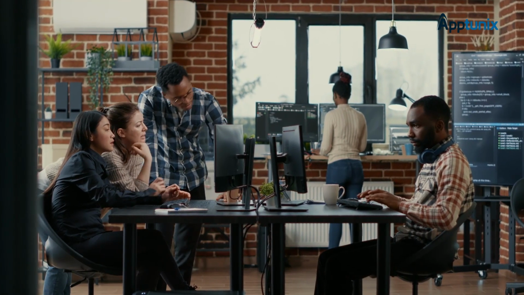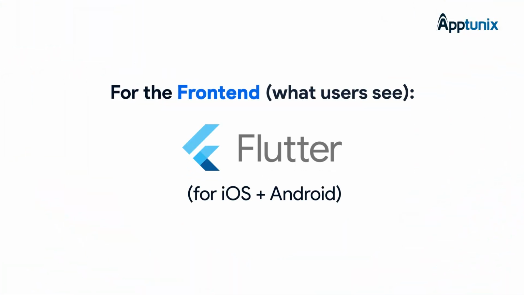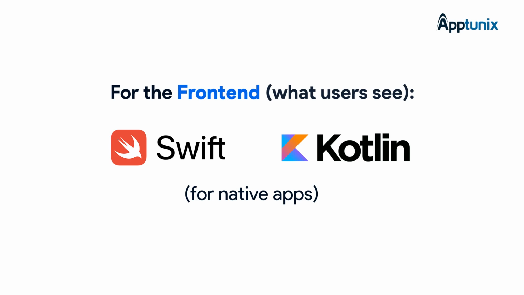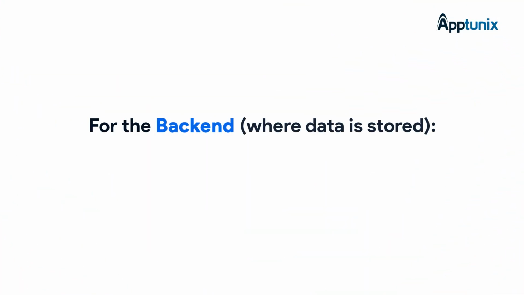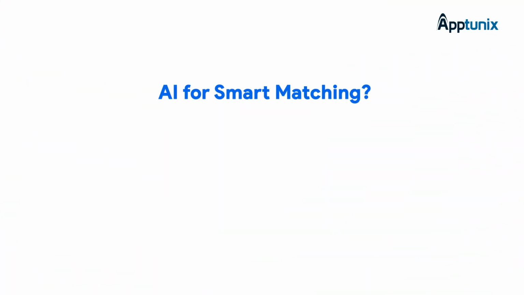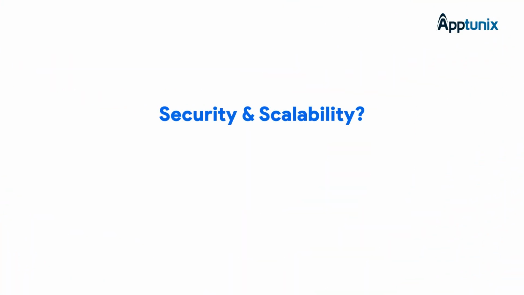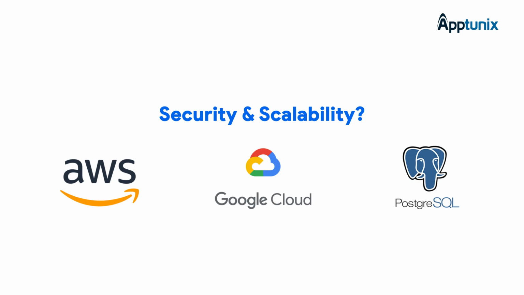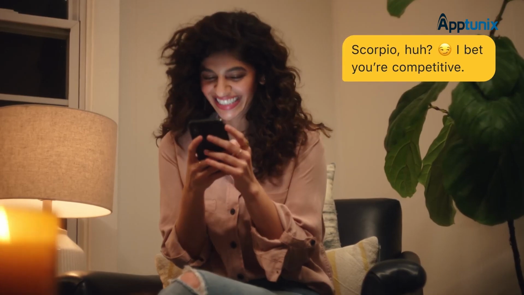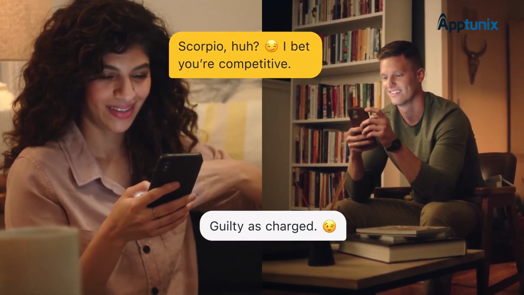3. The tech stack that can make or break your app. Let's talk tech, but don't worry, we'll keep it simple. For the front end, Flutter for iOS plus Android, or Swift/Kotlin for native apps. For the back end, Node.js, Firebase, or Django work well. AI for smart matching? TensorFlow, used by major dating apps. Security and scalability? AWS, Google Cloud, PostgreSQL. Pro tip: apps that load 1 second faster get 10% more engagement. Speed equals better user retention.